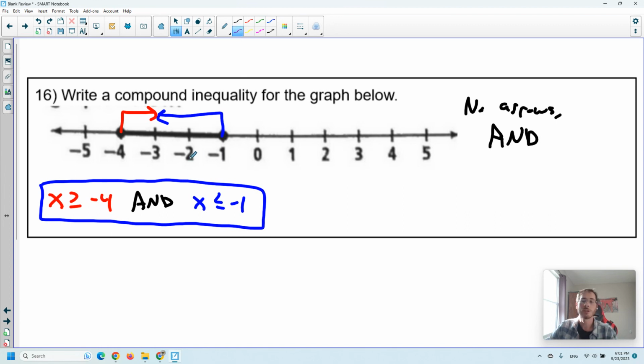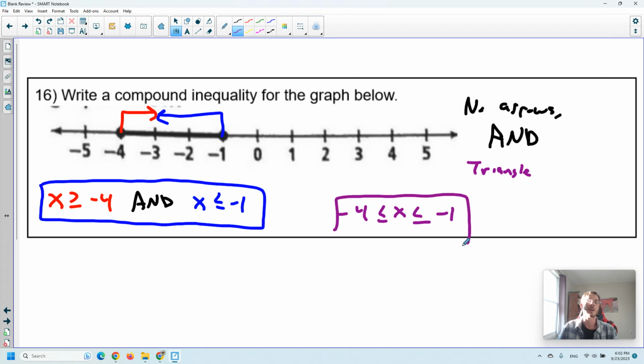Our other option, because there is another way you could choose to do this, is you could say, well, instead of doing all this, since it is an "and", I could also do the triangle. So if I want to do the triangle inequality, I can just put down my two endpoints, negative 4, negative 1, put x in the middle. I can see these are both solid dots. So x is going to be greater than or equal to negative 4, and negative 1 is going to be greater than or equal to x. And I could also have it like that if I would prefer.